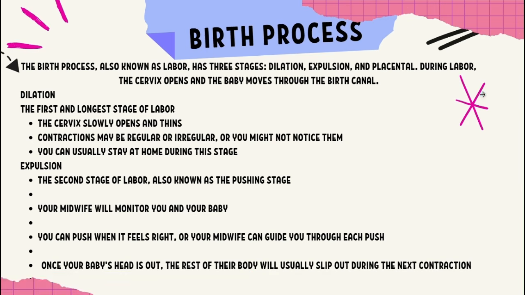So the birth process, also known as labor, has three stages: the dilation, expulsion, and placental. So during labor, the cervix is going to open and the baby is going to move through the birth canal. So the first thing is dilation. This is the first and longest stage of labor. And remember how you may have watched YouTube or some movie and you hear the doctor say 2 centimeters dilated or 3 centimeters dilated, whatever you want to guess. But it's basically this. So this is the first part of the birth process.